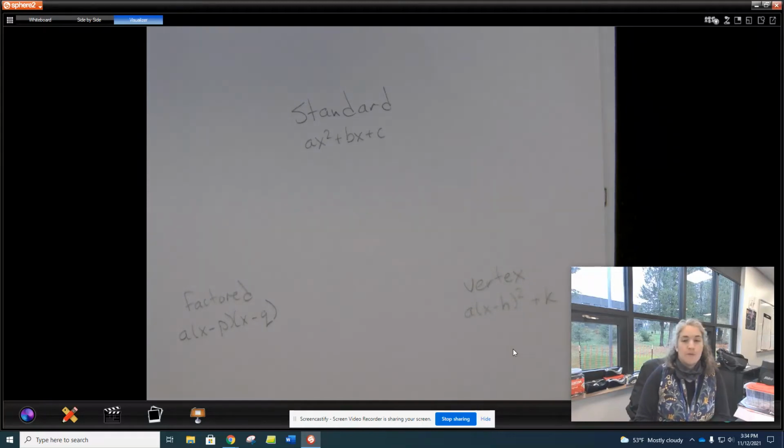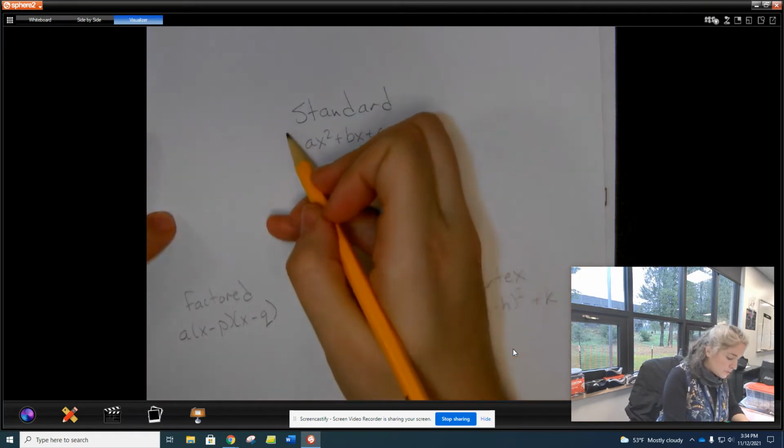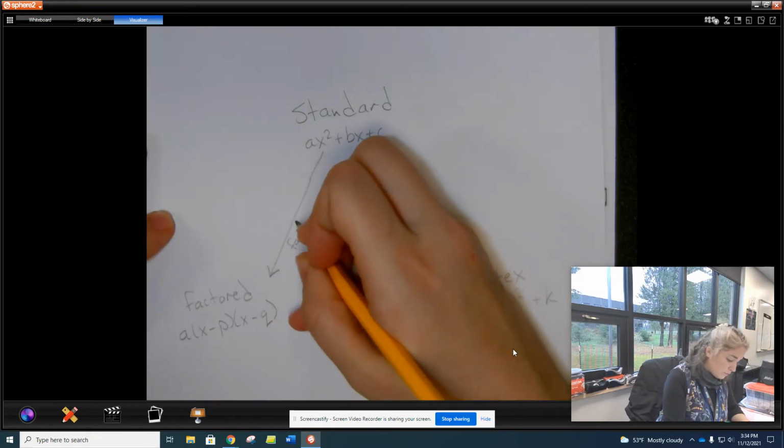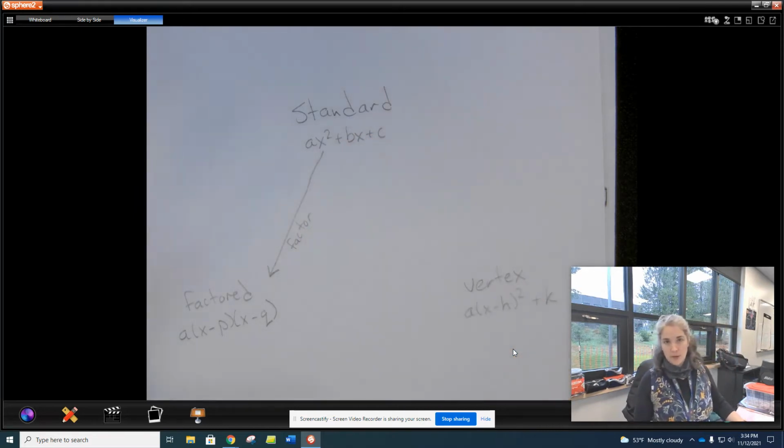Hello, Algebra 2. I wanted to tie some of our strings that have been all over the place together. We know how to graph all three of these forms: standard, factored, and vertex. But we also know how to convert between them. If I want to go from standard form to factored form, I need to factor. That's why we call it factored form, right?